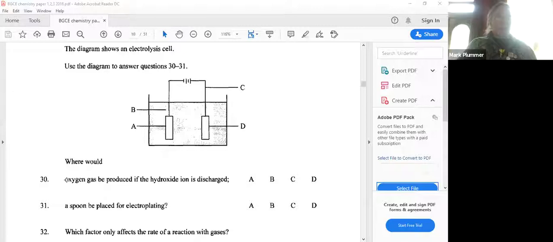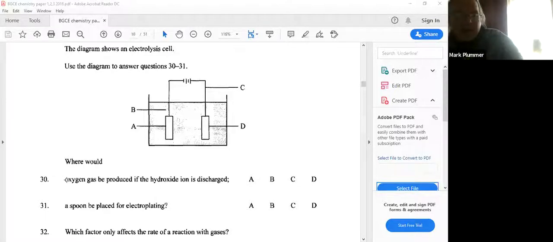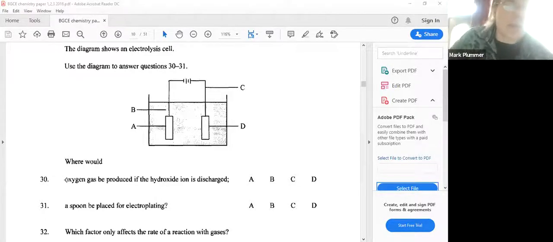Okay, a spoon to be plated for electroplating. Well, we've just looked at that a little bit. What is electroplating? It is where you make metals discharge from the electrolyte, and you do that at the cathode. So the answer to number 31 is D.